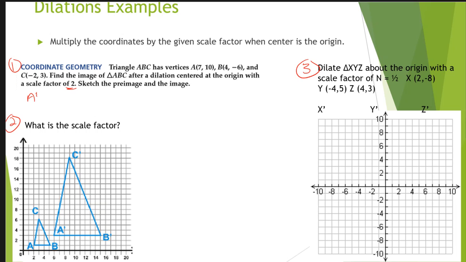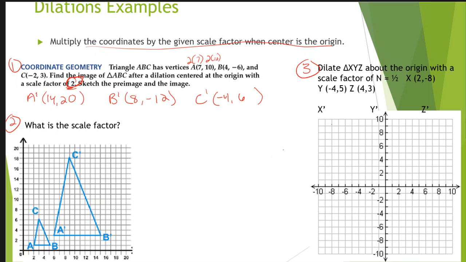So if you want to find the coordinates of A prime, B prime, and C prime, all you're going to do is take the scale factor and multiply it by the coordinates. So it's going to be 2 times 7, 2 times 10. So my A prime is going to be 14, 20. My B prime is going to be 8, -12. And my C prime is going to be -4, 6. Again, we just take each coordinate and multiply it by the scale factor.